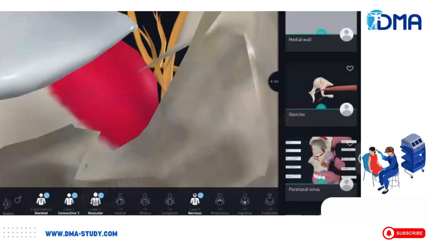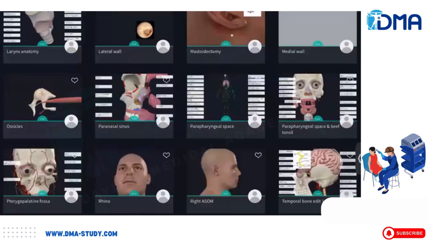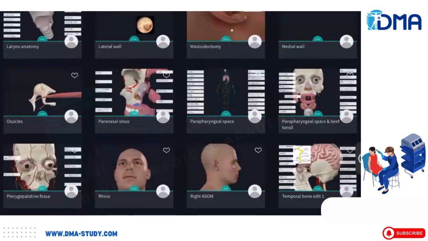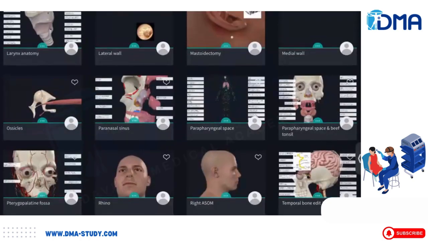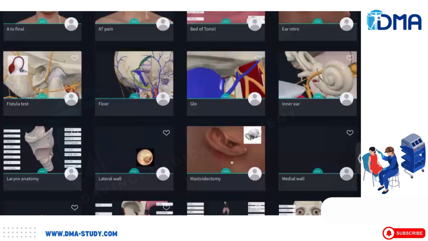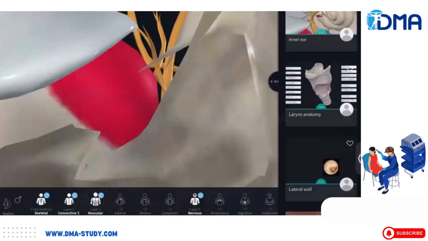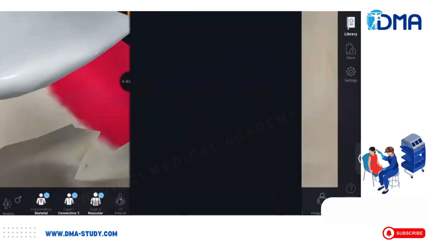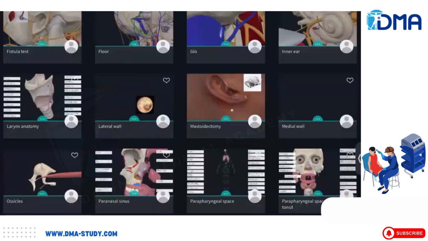So we're having the medial wall of the middle ear. Give me a second. This medial wall is again crashing. I don't know why. Okay, so let me tell you again. So, cochlea. Crashing. So we'll see some other time.